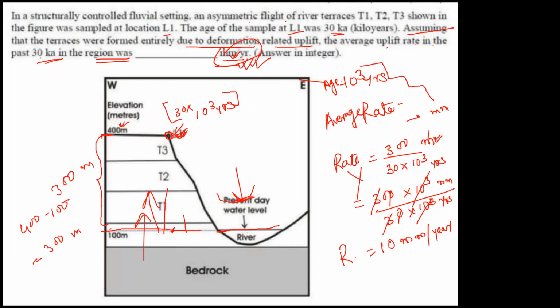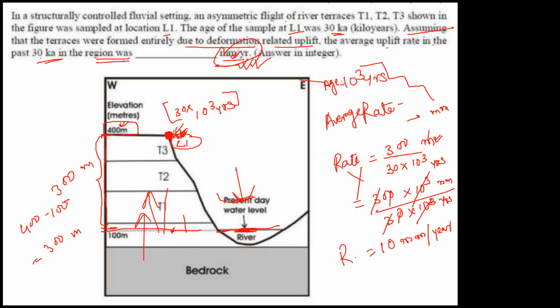Okay, another question. This is also based on rate. This is at what rate uplifting is taking place. So this is a schematic diagram. This is the present condition of the river. Here is the river water, and this is the sample. Say location 1 is the point from where you are taking the sample. This is 100 meters. So this thickness is situated at around 400 meters above the surface, right? So 400 meters. Now let's see the question.